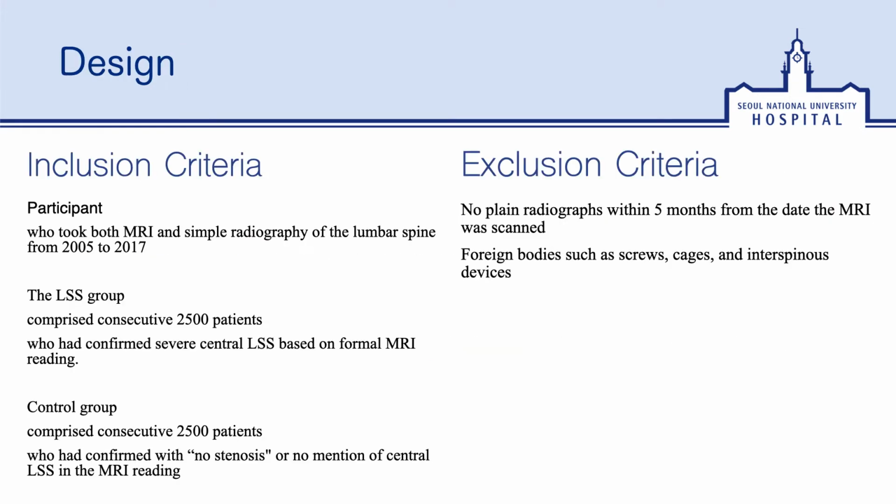We included patients who took both spinal MRI and simple radiography. The lumbar stenosis group is patients who had confirmed severe central stenosis on formal MRI reading, and the control group is patients who were confirmed with no stenosis or no mention of central stenosis. We excluded patients who had no plain radiograph within 5 months from the date of MRI, and those in whom foreign bodies such as screws, cages, and interspinous devices were observed in the radiograph.